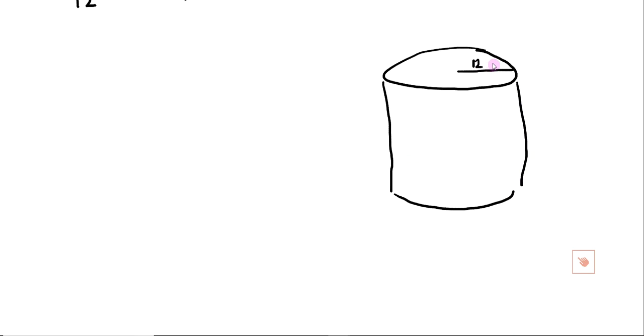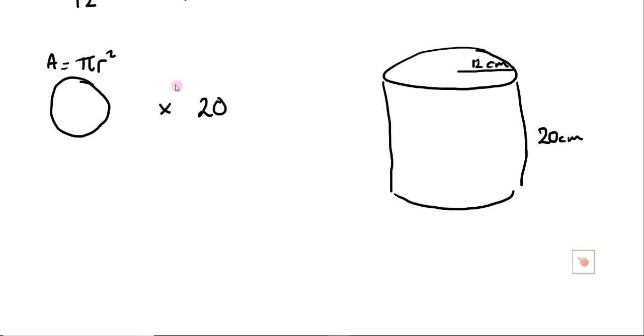So that's 12 centimetres. This is 20 centimetres the height. So again, what's the cross-sectional area of a cylinder? Circle. It's the circle. So I've got to work out the area of the circle, multiply it by 20. So what's the area of a circle? Pi r squared. What's the radius of this circle? 12. So I've got 144 times pi times 20.